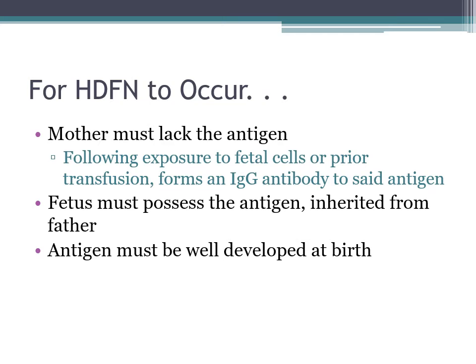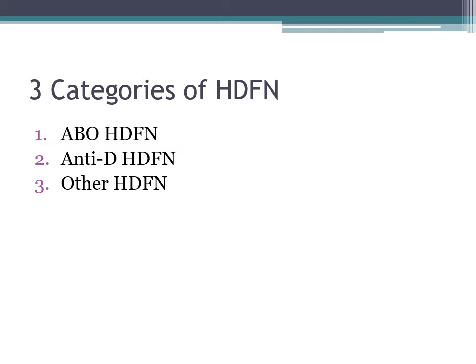For HDFN to occur, the mother must lack the antigen. Following exposure to fetal cells or prior transfusion, she forms an IgG antibody to that antigen. The fetus must possess the antigen inherited from the father, and the antigen must be very well developed at birth, because if it's not well developed at birth, we don't have anything for the maternal antibody to bind to. We have three categories of HDFN: ABO HDFN, anti-D HDFN, and other HDFN.